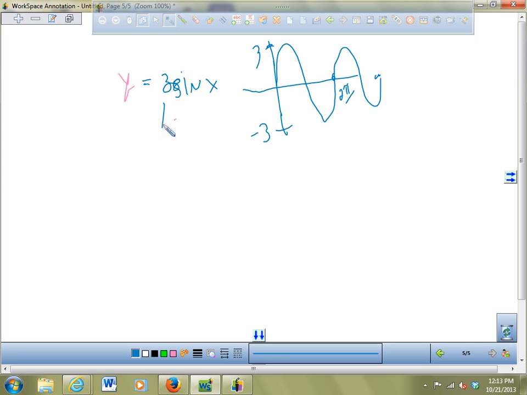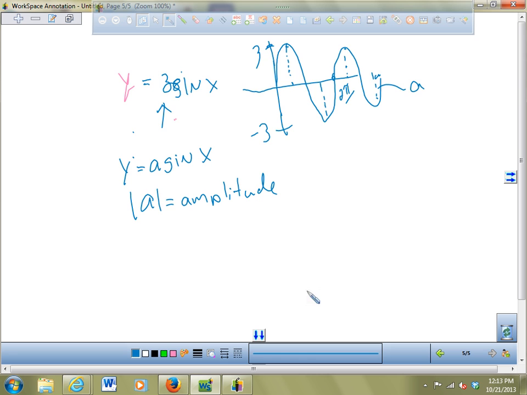And so this number right here is called the amplitude, the absolute value of that number. So in general, if you have y equals a sine or cosine of x, the absolute value of this number is equal to the amplitude. And the amplitude is just the distance from the center line up to the top. So it's an absolute value because it's a distance from here up to the top.